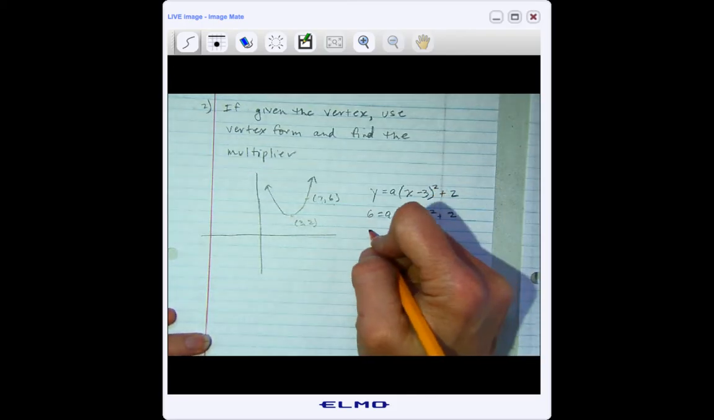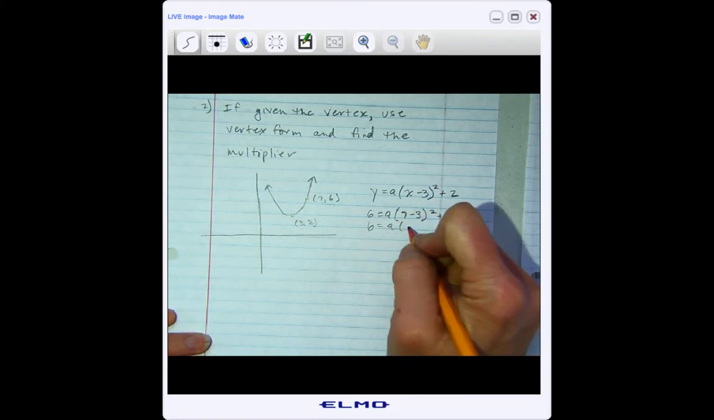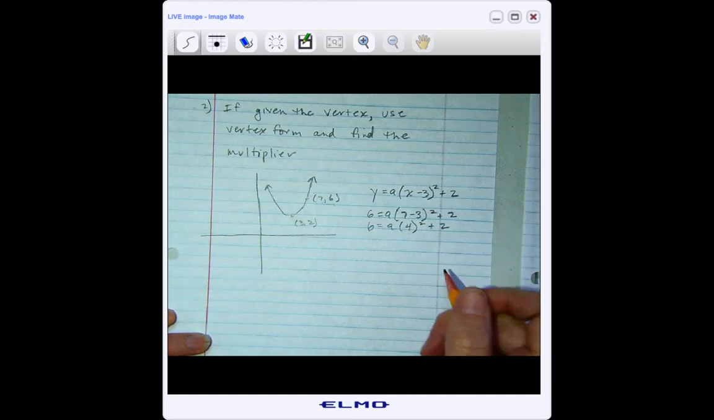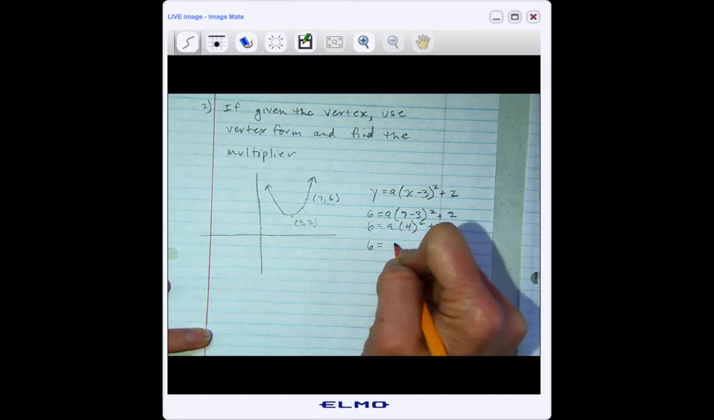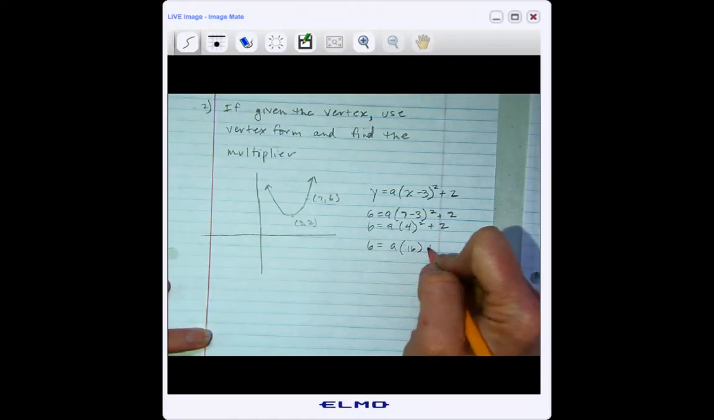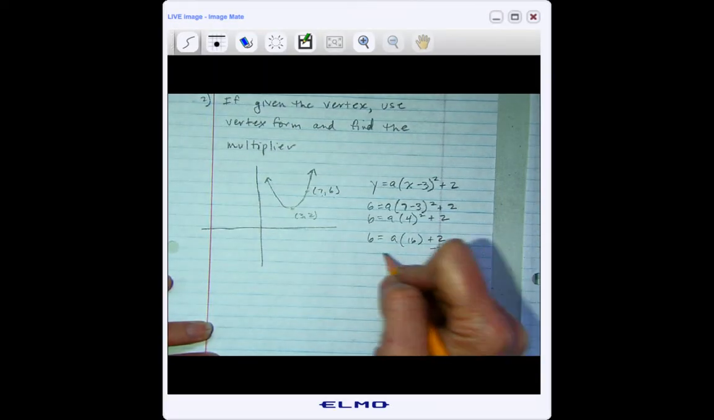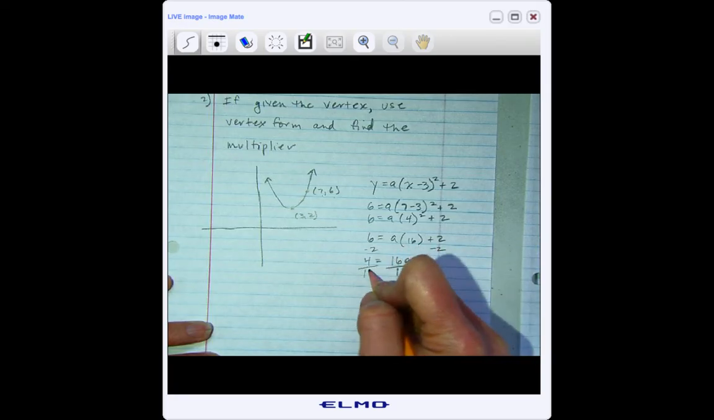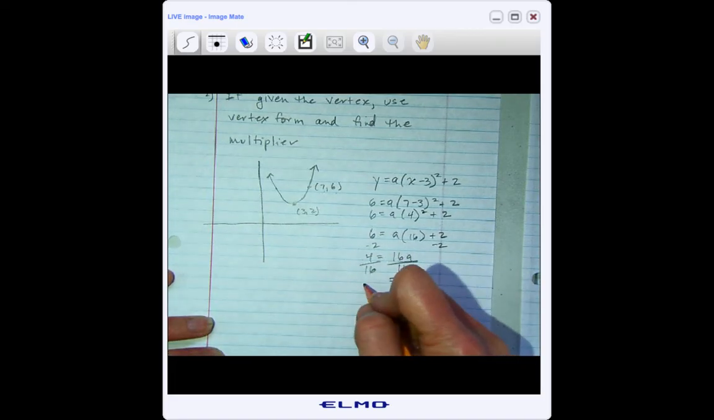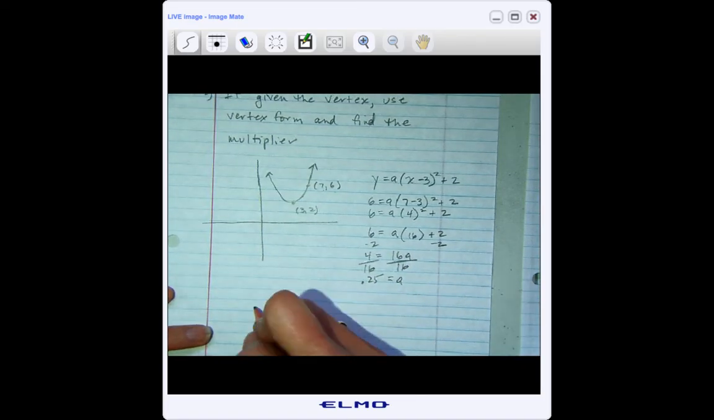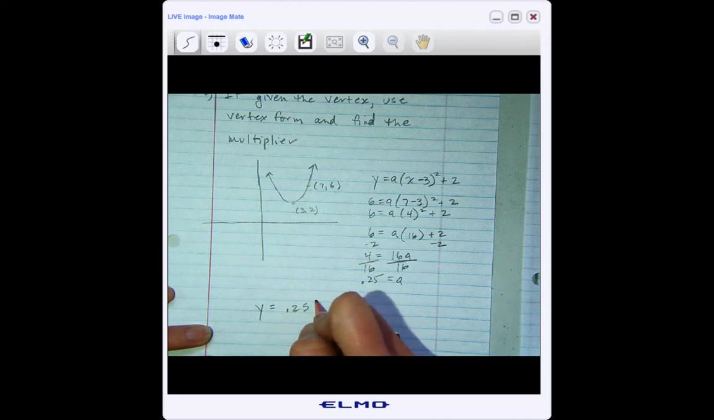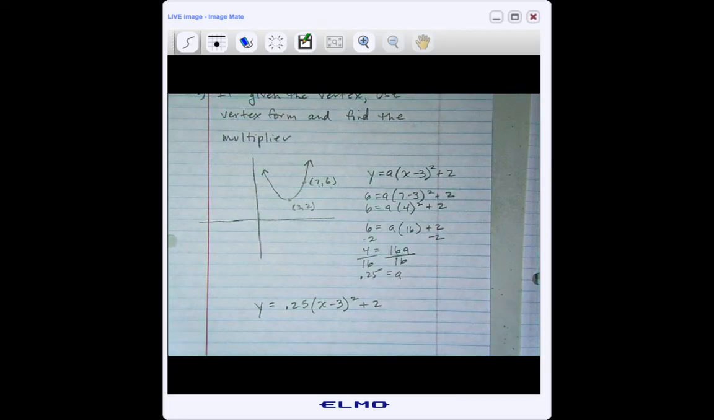Okay. So 6 is equal to a times 4 squared plus 2, and I'm just solving for my a. 6 is equal to a times 16 plus 2. I'm going to subtract 2 from both sides. I get 4 is equal to 16a. Divide by 16. A is going to be 0.25. Okay, so then I've got y is equal to 0.25 times x minus 3 squared plus 2. Okay, so that's what I would do if it were in vertex form.